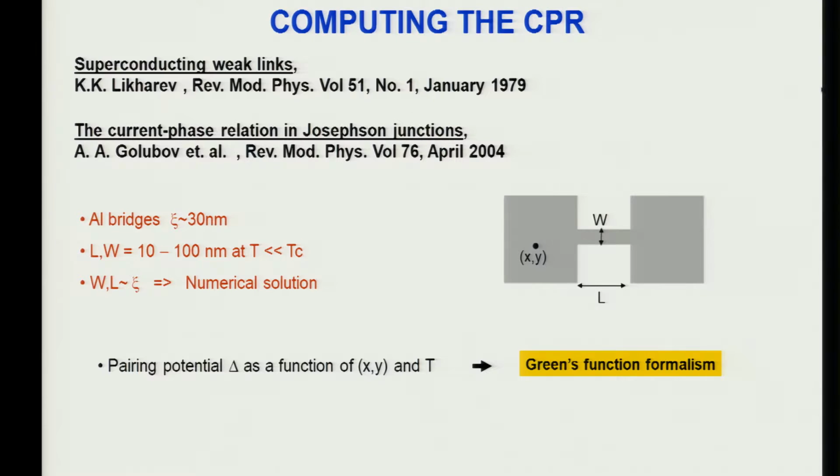So what does one do? One can calculate the pairing potential delta as a function of position on such a structure and as a function of temperature, and this requires our favorite Green's functions formalism to do this.